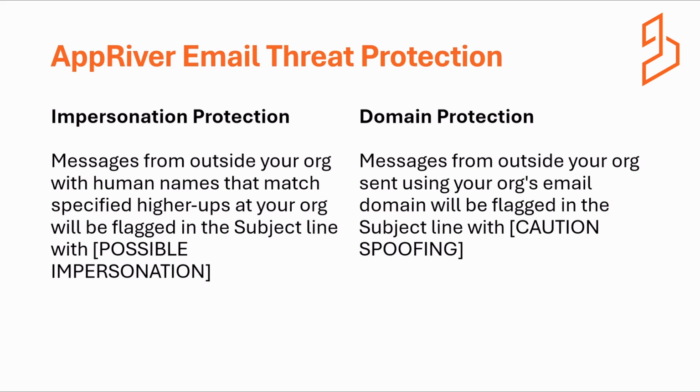And then domain protection is similar, a little bit different. This is messages coming from outside your organization sent using your organization's email domain. So they're pretending to use your @Costco.com domain name, but it's just being spoofed. It's not really coming from @Costco.com. It's coming from some other address and displaying @Costco.com. In both of these cases, it'll be flagged in the subject line with either caution spoofing the domain name or caution possible impersonation, because it's not actually coming from that higher up at the company.